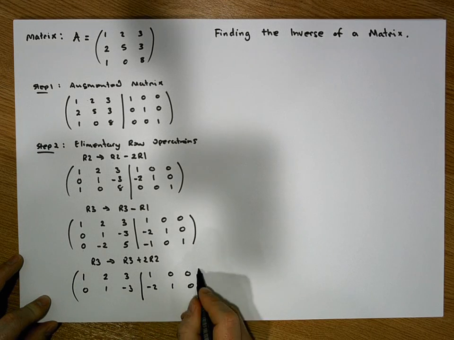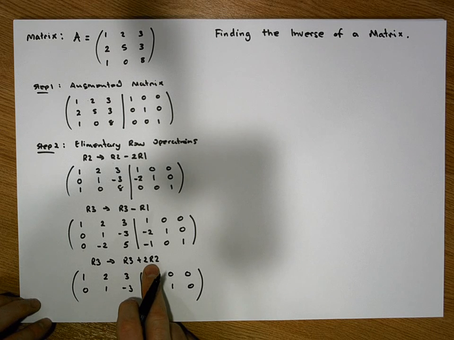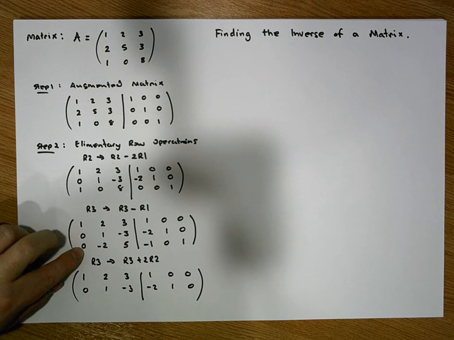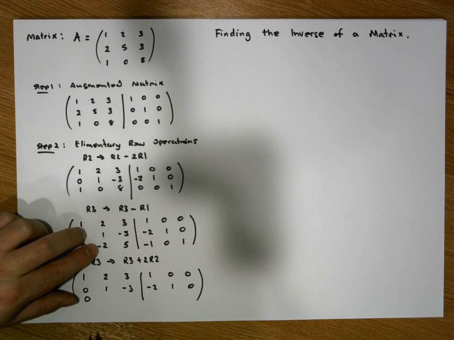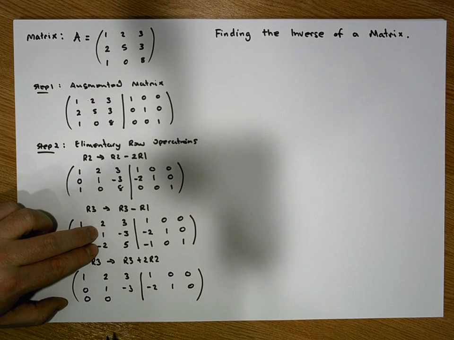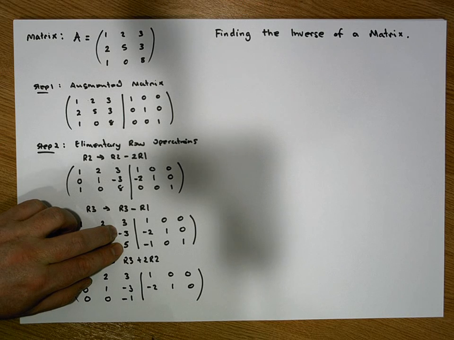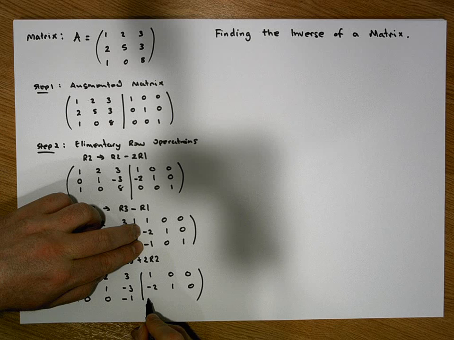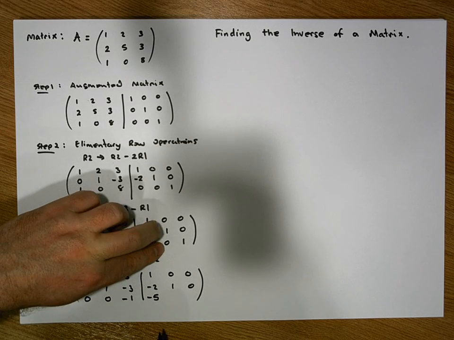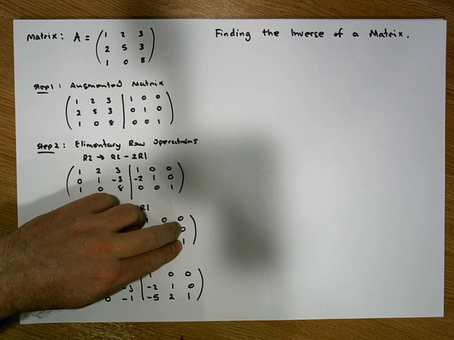And our change is to row 3. So row 3 becomes the old value in row 3 plus twice row 2. So it's 0 plus 0 gives us 0. It's minus 2 plus twice 1 gives us a 0. It's a 5 plus twice minus 3, which is a 5 plus a minus 6, gives us a minus 1. It's minus 1 plus twice minus 2 gives us minus 5. It's a 0 plus twice 1 gives us a 2. And it's a 1 plus twice 0 gives us a 1.